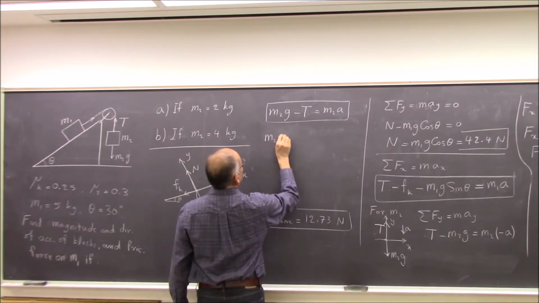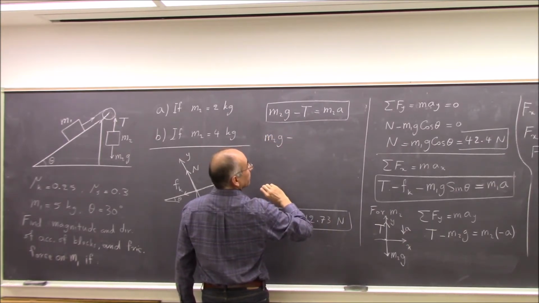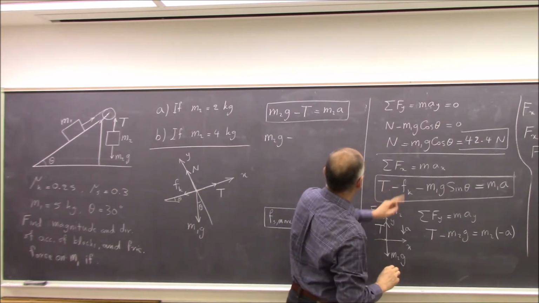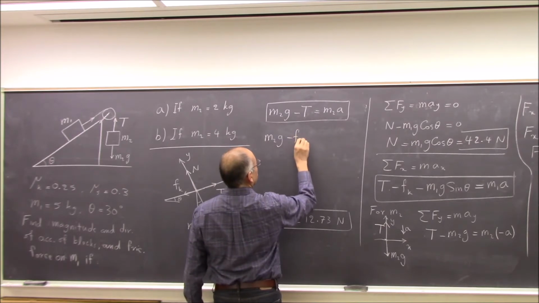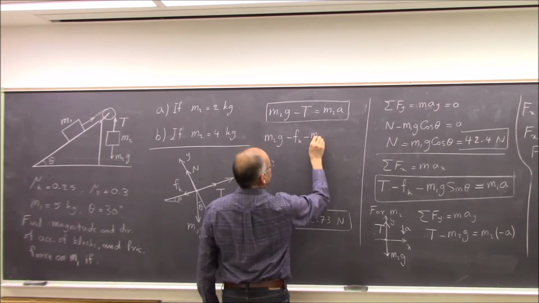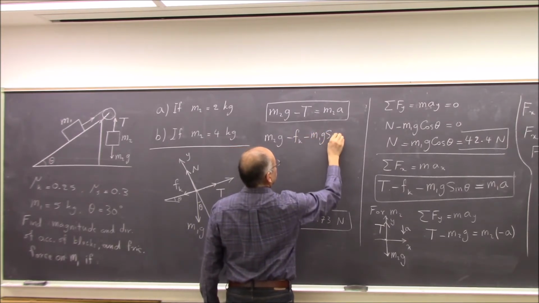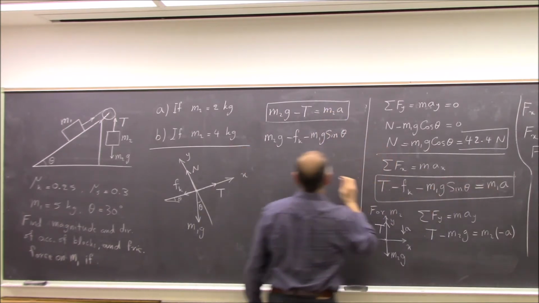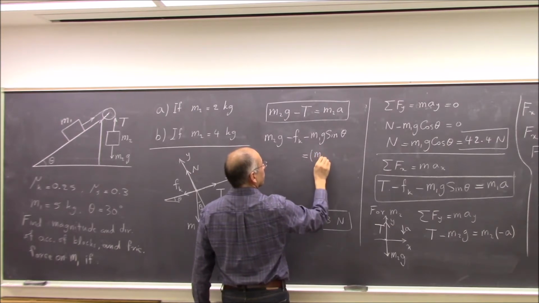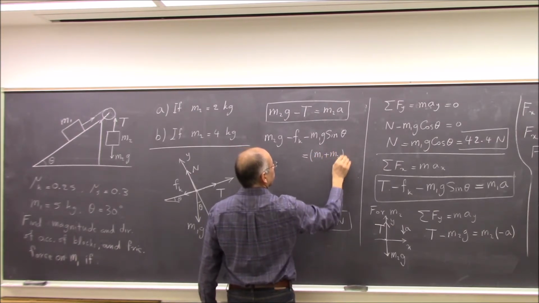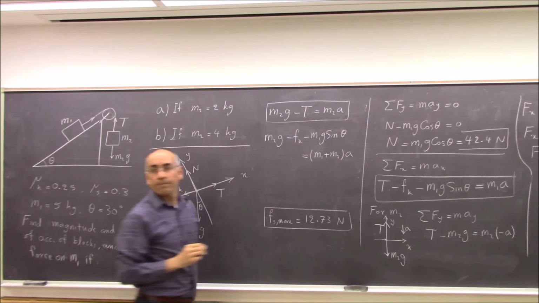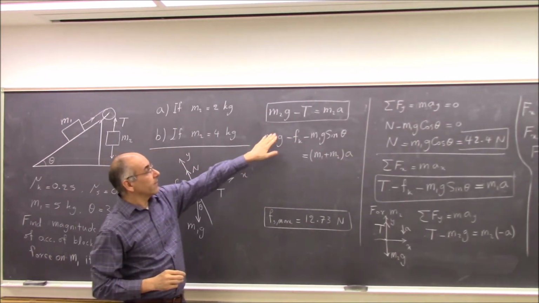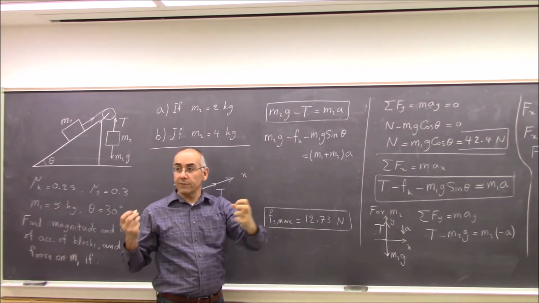So M2g, T cancels out, minus Fk, minus M1g sine theta equals the other side, M2a plus M1a. I can factor a, say M1 plus M2 times a. And looking at this equation now, you can see that T was internal to this system.